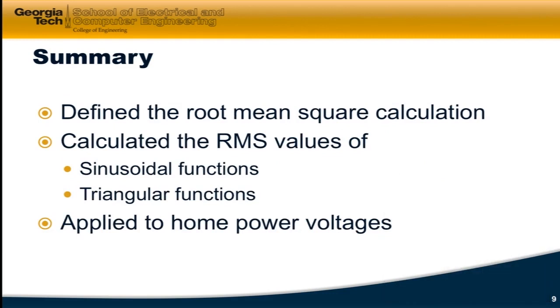So to summarize, we defined the root mean squared calculation, and we calculated the RMS values for sinusoidal functions and triangular wave functions. And then we applied this to find the peak value in residential home power. You can do the same thing no matter what country you live in. Just look up what the voltages are for the power that you use, and you can use that same calculation to find the peak values.